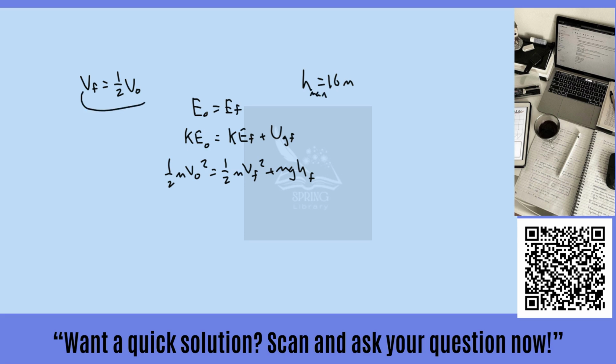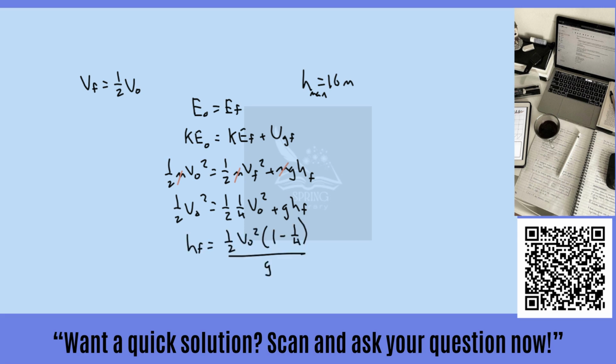Well, we know that our final speed is equal to half of our initial speed. So I'm going to cancel out the masses here because they conveniently go away. So we're going to have 1/2 v naught squared equals 1/2 v final squared, which is going to be 1/4 v naught squared, because 1/2 squared is 1/4, plus g times whatever our final height is. We want to ultimately solve for our final height, so I'll go ahead and do that, and we'll get an expression that looks like this.